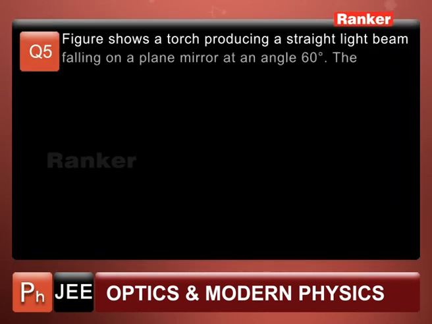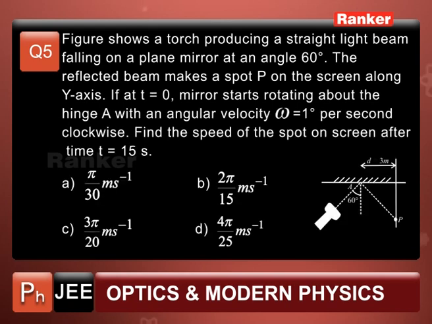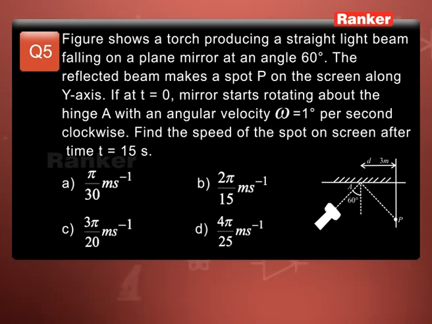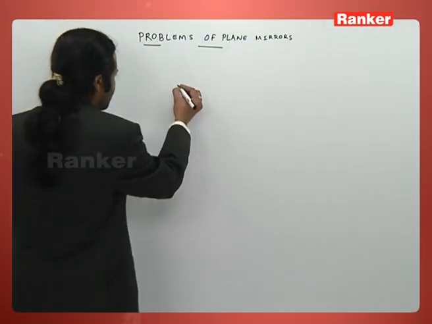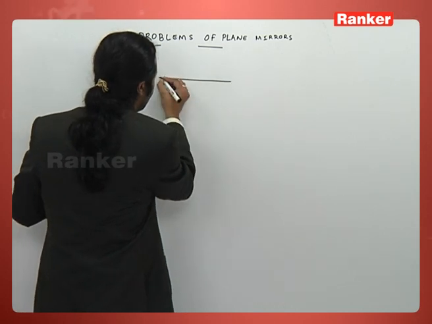Now the next question is, the figure shows a torch producing a straight light beam falling on a plane mirror at an angle of 60 degrees. The reflected beam makes a spot. Let us first solve, draw the first figure, then.